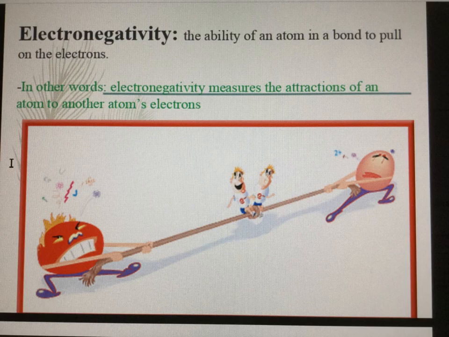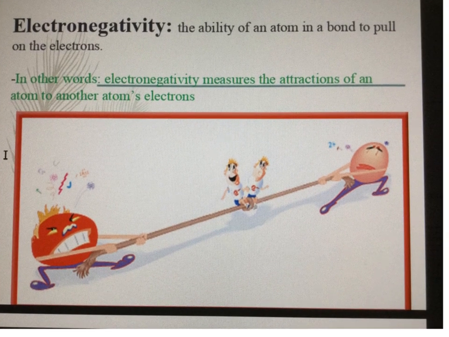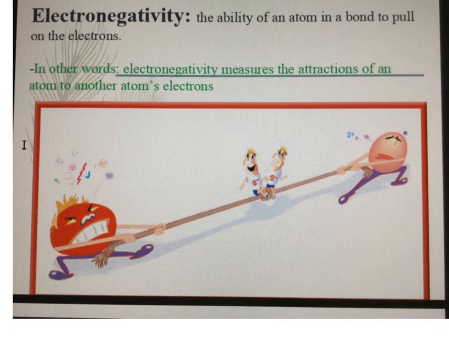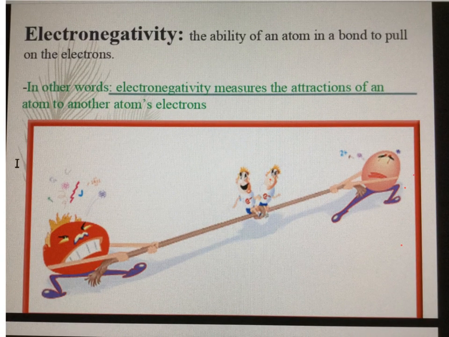Hello guys. Okay, we're still on periodic trends, and our new trend is electronegativity, which is the actual pull, the force it takes, the ability of an atom in a bond to pull on the electrons. Okay, and this is where your bonding is going to come in, and we're going to do a lab like that probably next week. Your electronegativity actually measures the attraction of an atom to another atom's electrons between your bonds.